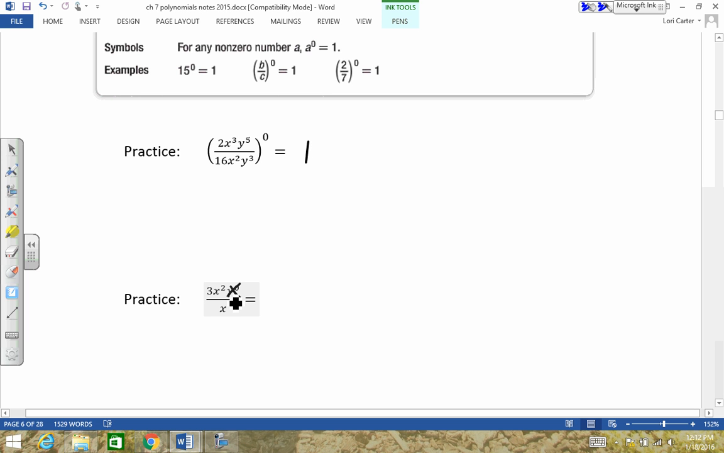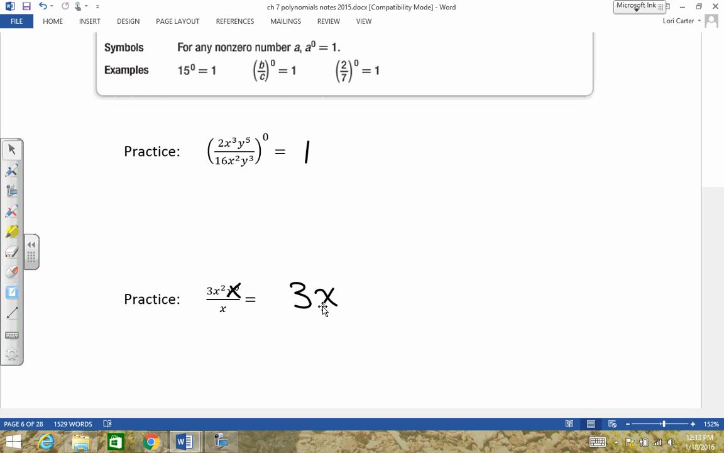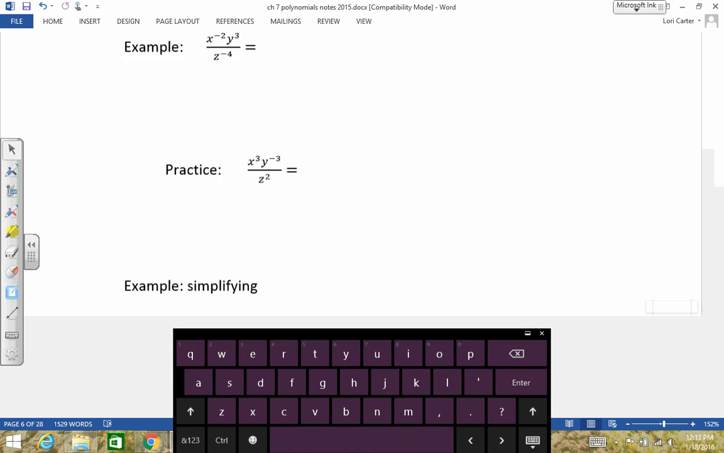3 over 1 is what? 3. So 3 is in the numerator. And x squared over x becomes x to the first in the numerator. Do I have a denominator? Nope, it's just 1. Can you put that over 1 and still be right? Yeah.